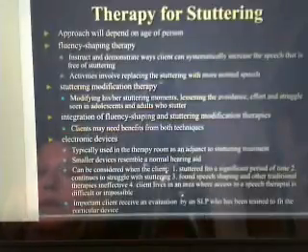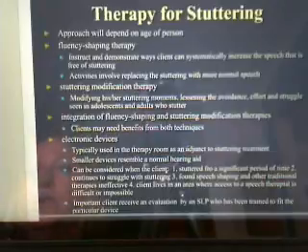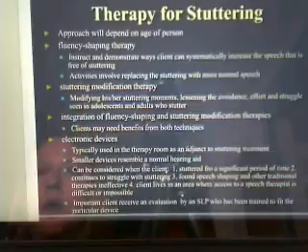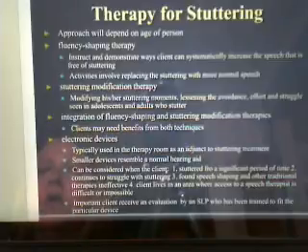So to talk about therapy for stuttering, there are many different approaches, and the approach can depend on the age of the person. Fluency shaping therapy and stuttering modification therapy, and as you'll notice in the next bullet, a combination of those two approaches, are the most popular intervention approaches for stuttering.